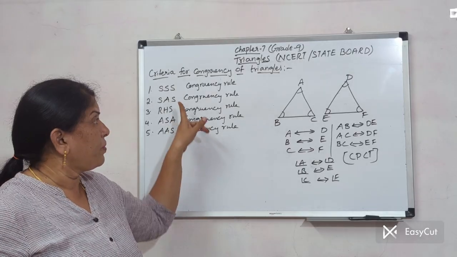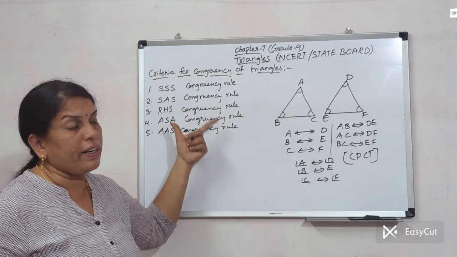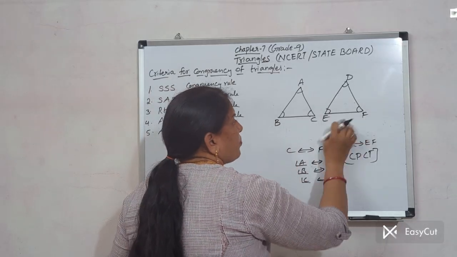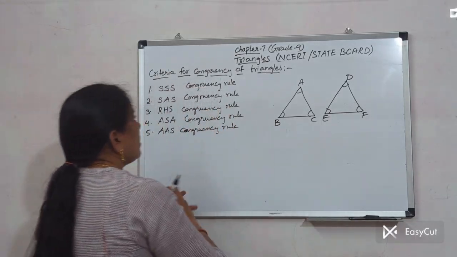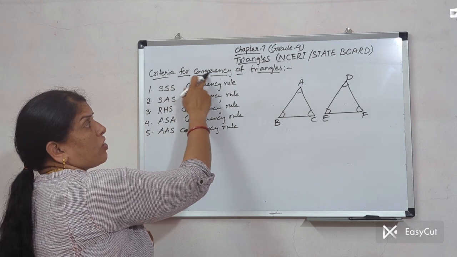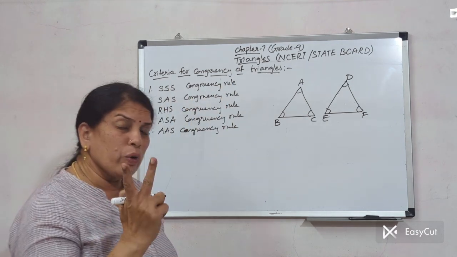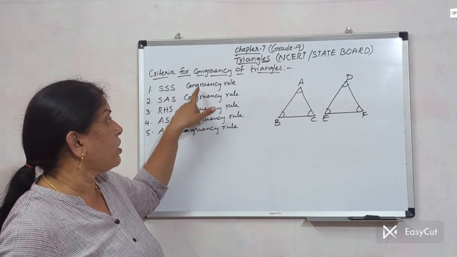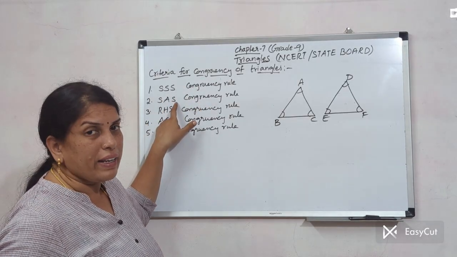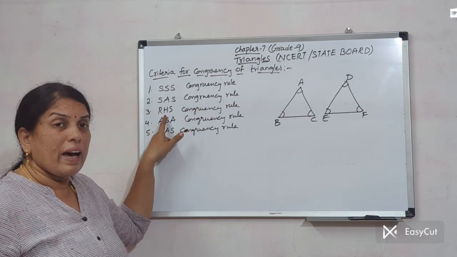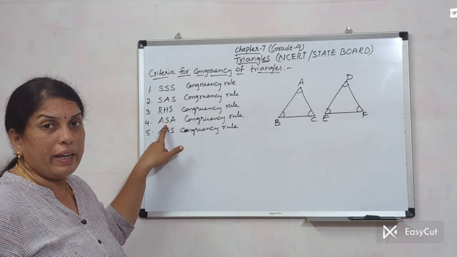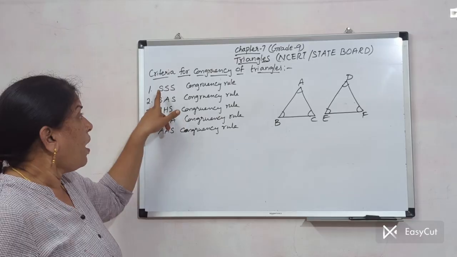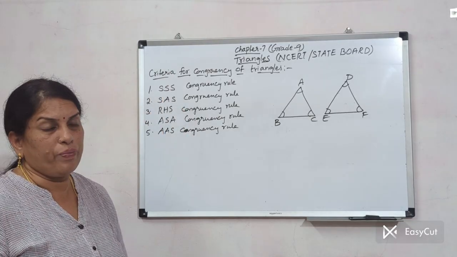Now I will give a short explanation on this, because I already explained it in the previous videos. What are the criteria for congruency of triangles? When will two triangles be congruent? When they satisfy the SSS congruency rule, SAS congruency rule, RHS congruency rule, ASA congruency rule, or AAS congruency rule.